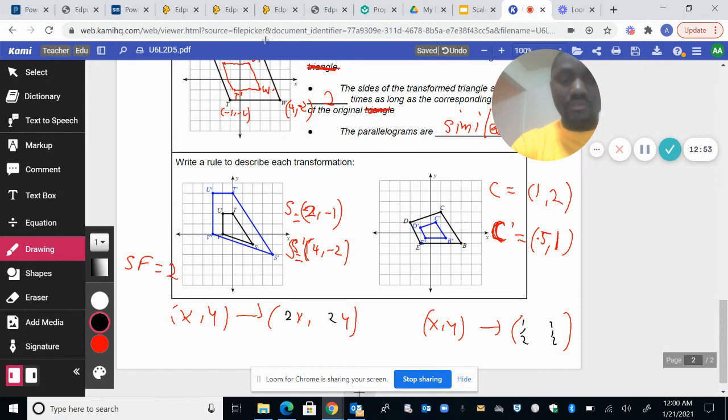(half of x, half of y). So here the scale factor equals half, or 0.5.